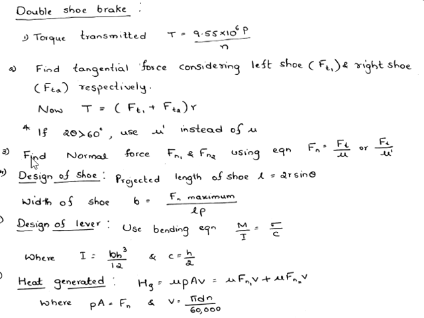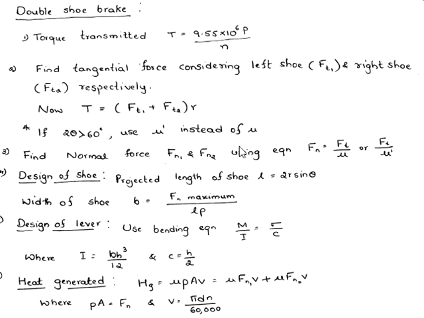After that, in step number 3, since there are two blocks again, we have to find out Fn1 and Fn2. Here Fn1 corresponds to the left shoe and Fn2 corresponds to the right shoe. To calculate Fn1, use the equation Fn1 is equal to Ft1 by mu, and to find out Fn2, use the equation Fn2 is equal to Ft2 divided by mu. Again, if 2 theta is greater than 60 degrees, instead of mu, we have to use mu dash.